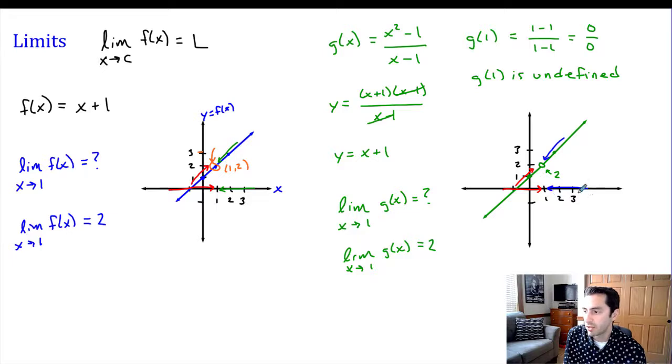Same thing from the other direction. So maybe we'll look at values that are really close to 1 on the other side. Maybe like 1.1 or 1.01 or 1.0001. So if we plug in those values, what are our function values? How close do they get to 2? And as we get closer and closer to 1, the value of our function is getting closer and closer to 2. We never actually get to 1, so even though our function is undefined here, our limit is still 2.